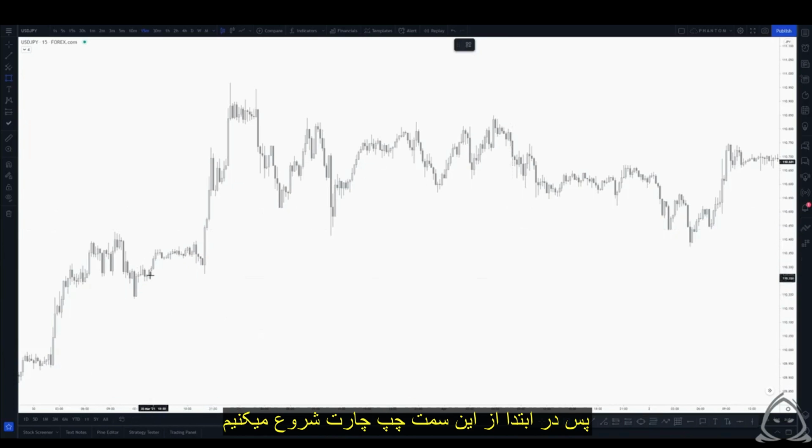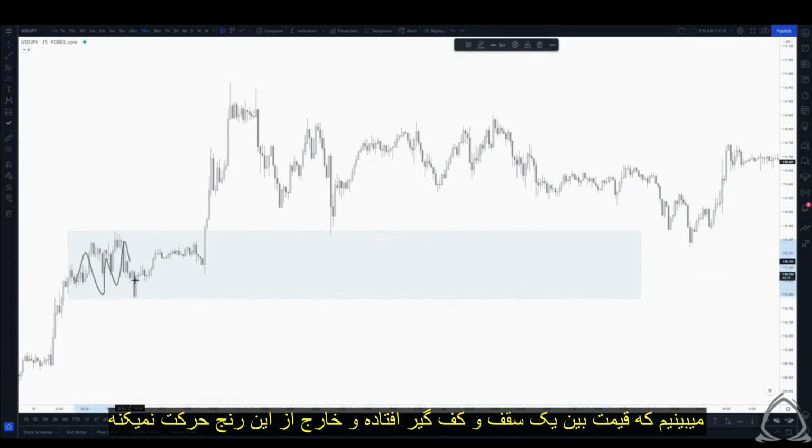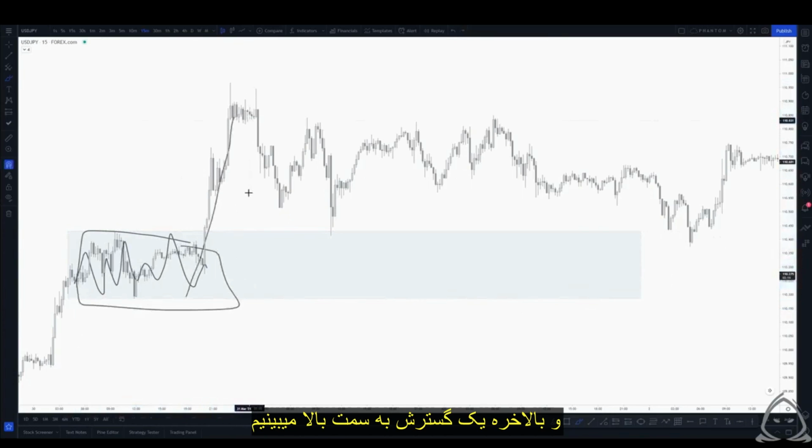So we'll start initially on the left side of the chart here. And as we can see, price is caught in a fairly large range, sideways price action. Price is caught between a high and a low, and price really isn't moving outside of this large range. And then we finally see an expansion to the upside.